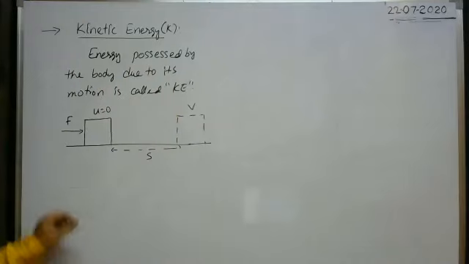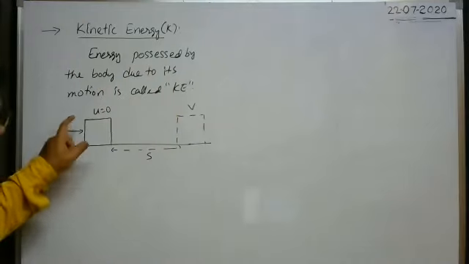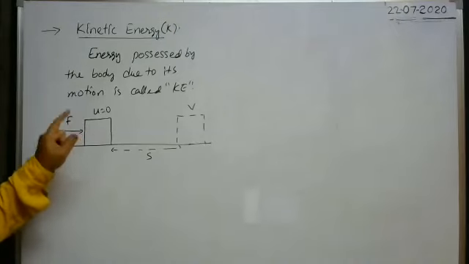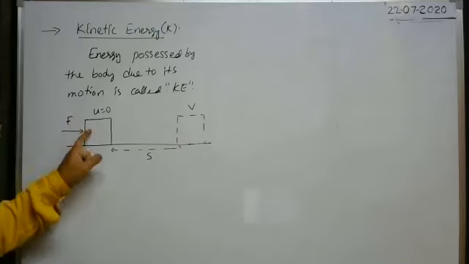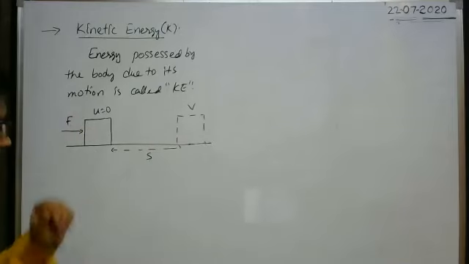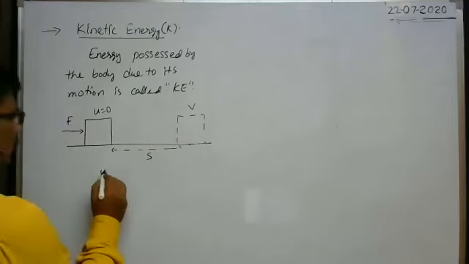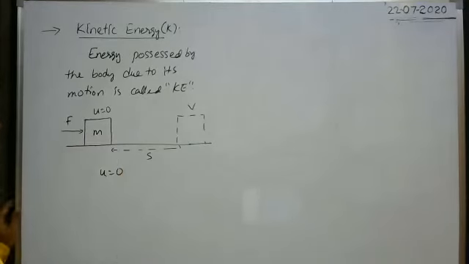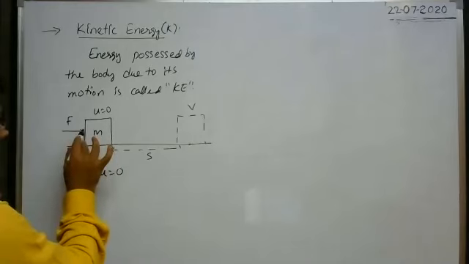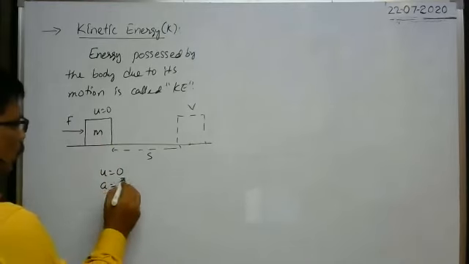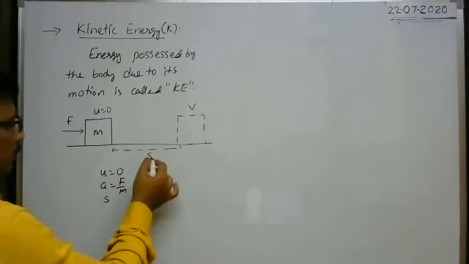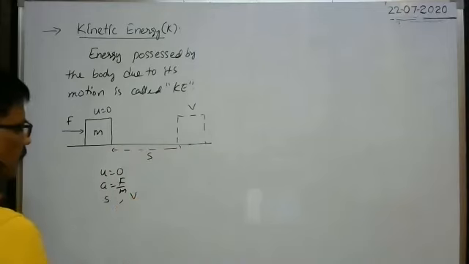Now we have to find the work done by this applied force on a body in order to displace it through a distance. Initial velocity is 0 for this body. Suppose the mass of the body is m. When you apply the force, the acceleration of the body is equal to force by mass, F by m. The displacement of the body is s, and after it has covered the displacement s, the velocity acquired by the body is v.